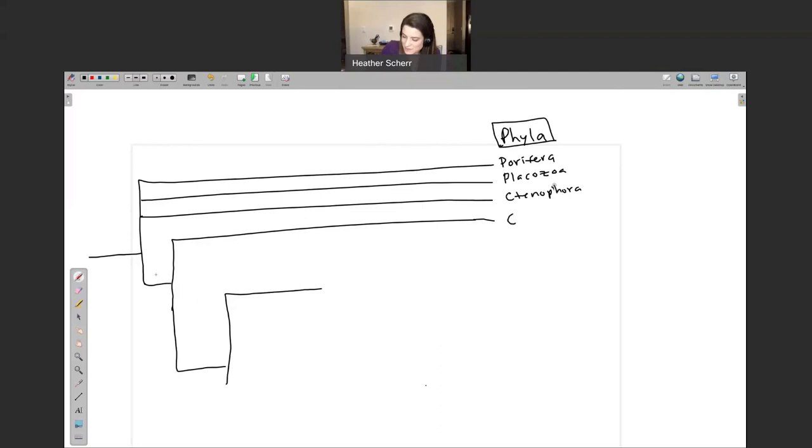Then I do branch this down. Cnidaria. These are true jellies. They are sea anemones. They're box jellies. They are siphonophores or colonial kinds of jellies, like the Portuguese man-o-war. They're sea pens, sea fans, anything that does the stinging. Then we've got here your Bilateria.